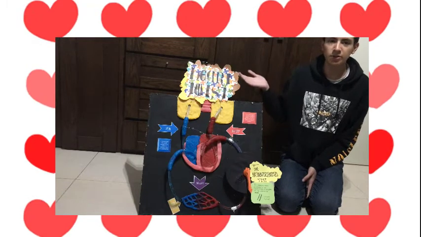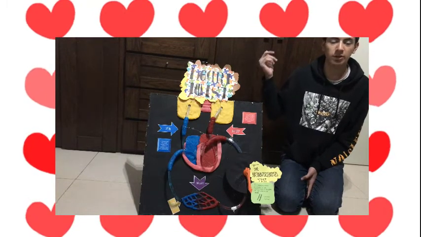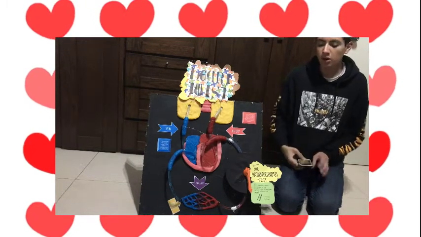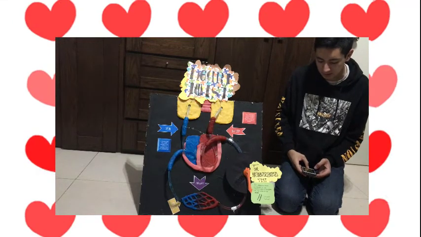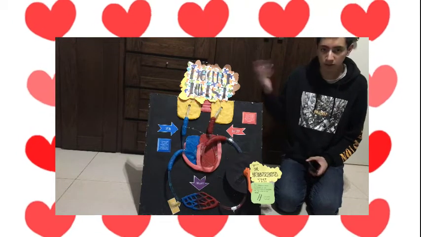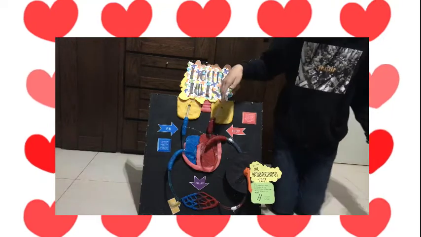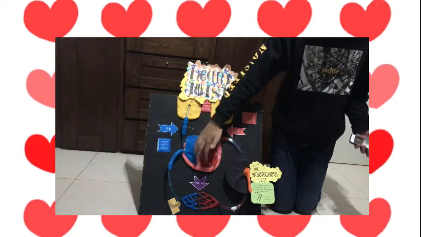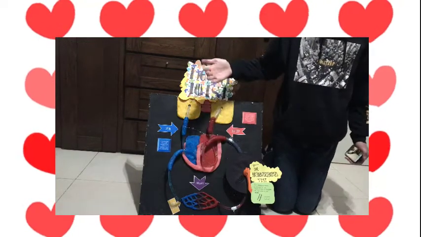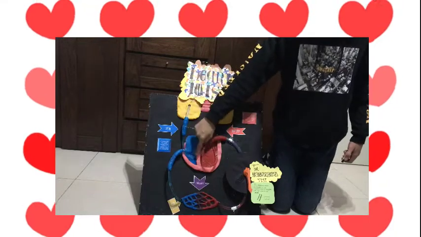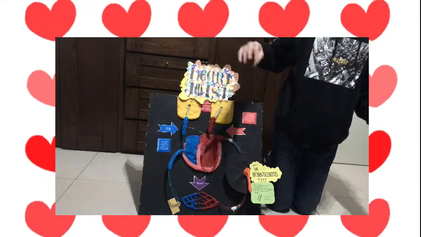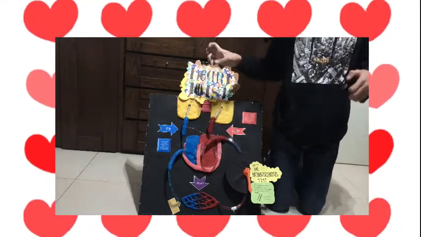Hi, so I'm here to show you how our STEM project works. Our STEM project is basically the representation of the circulatory system. As you can see, there is the red water that represents the oxygenated blood and the blue water that represents the deoxygenated blood.